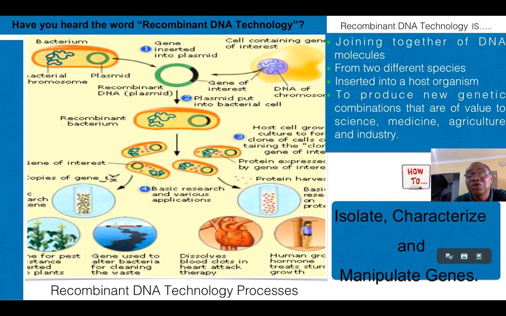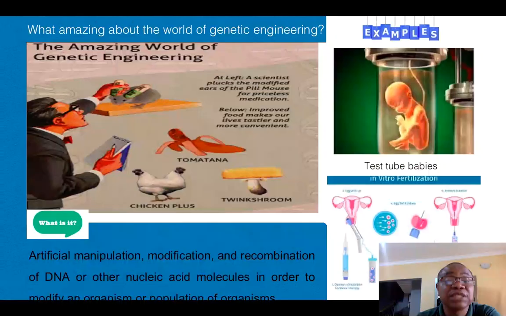How do you go about it? They isolate the gene, they characterize it, and they manipulate all of this gene. So like I told you before, it is the joining together of DNA from two different species, inserting it into a new organism and producing a new genetic combination. And all of that is very useful for medicine, for agriculture, and industry. Okay, let's go to the next slide.